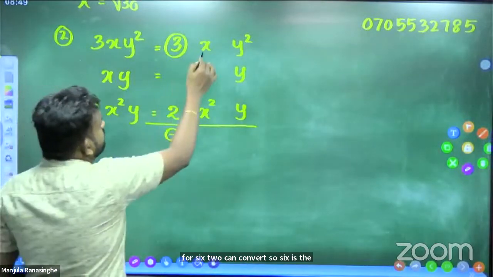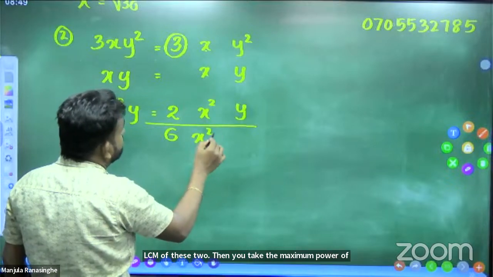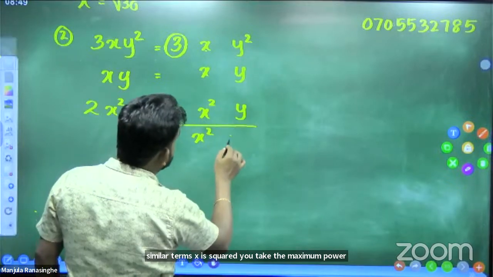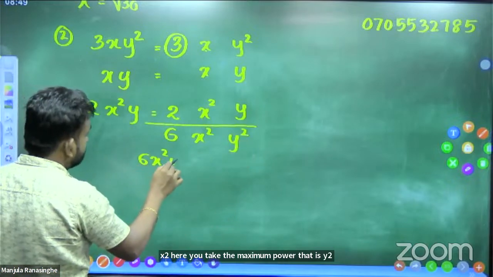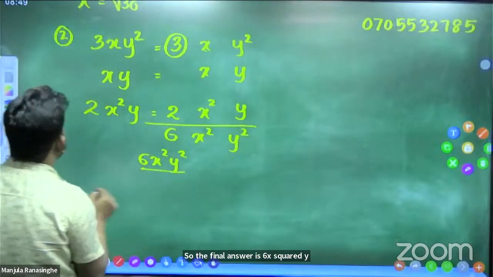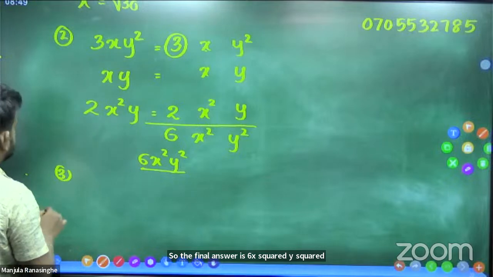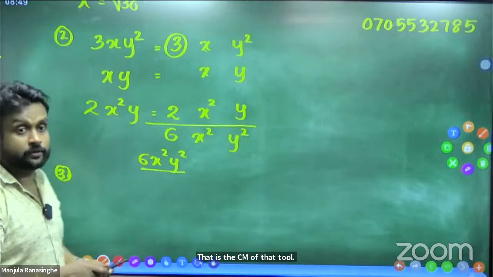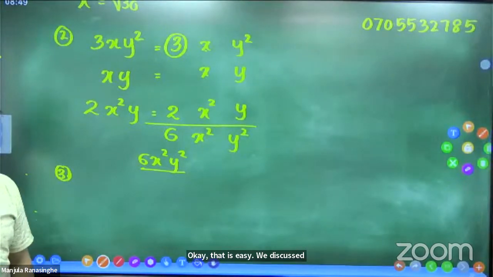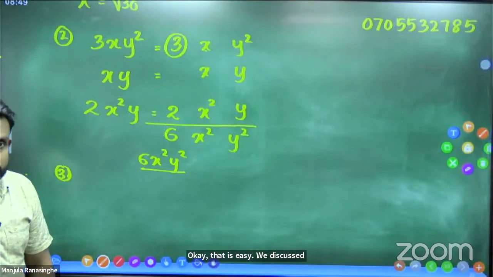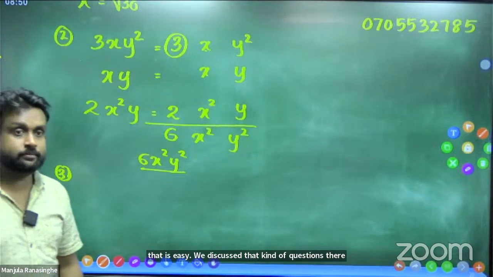Then you take the maximum power of similar terms: x squared, you take the maximum power, x squared. Here you take the maximum power, that is y squared. So the final answer is 6x squared y squared. That is the LCM of those two. Okay, that is easy. We discussed that kind of question there. Very good. Right.